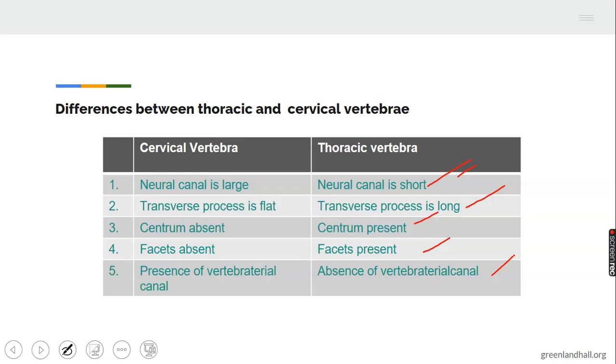Let's take it once again. The cervical has large neural canal. The thoracic has short neural canal. The cervical has flat transverse process. The thoracic has long transverse process. The cervical centrum is absent. Thoracic centrum is present. Facet is absent under cervical. Facet is present under thoracic. Vertebrae canal present under cervical. Vertebrae canal absent under thoracic.